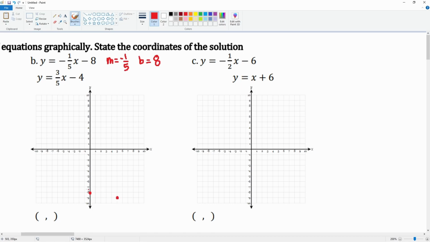To get the other end, I can just do the opposite. So up 1 across 5. 1, 2, 3, 4, 5. Up 1 across 5. Okay, looks like it's that line there.